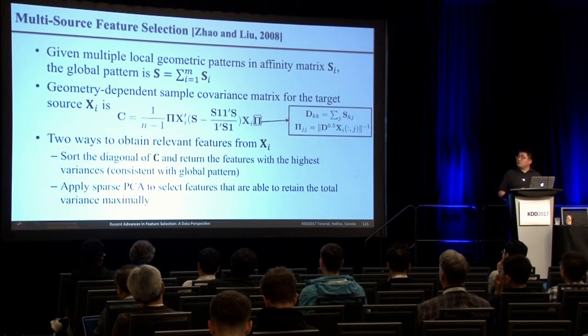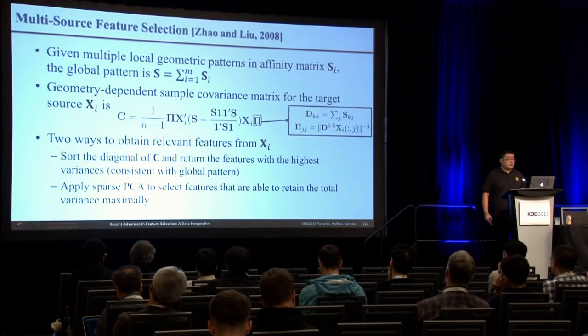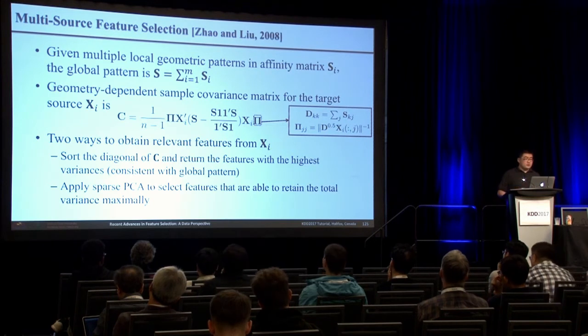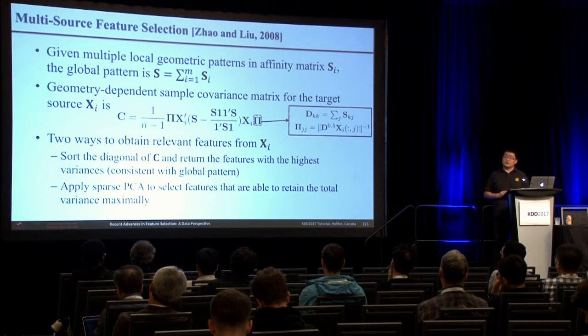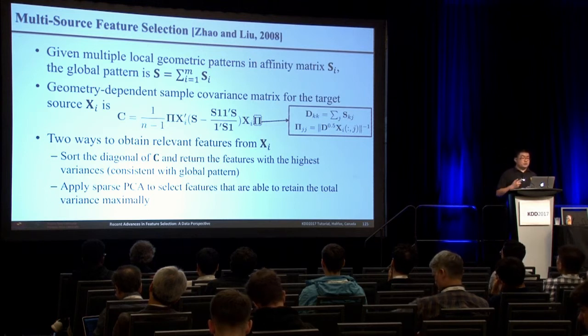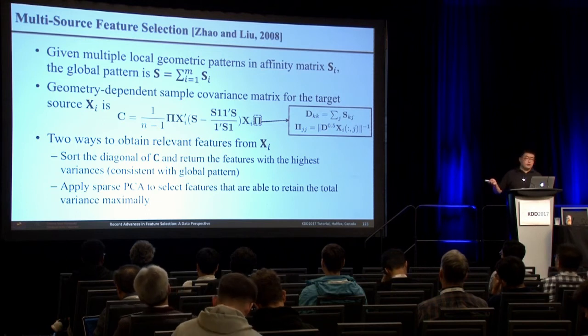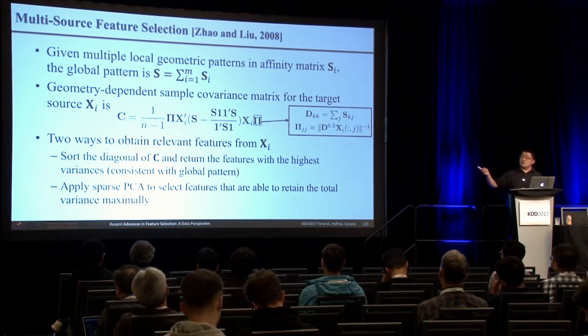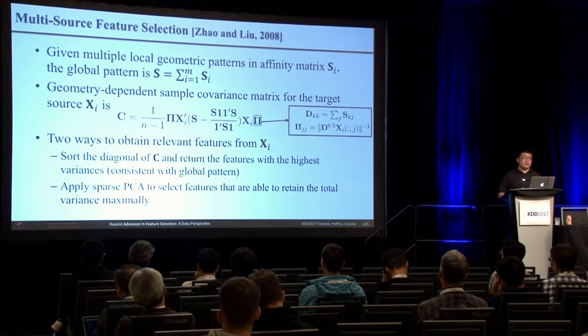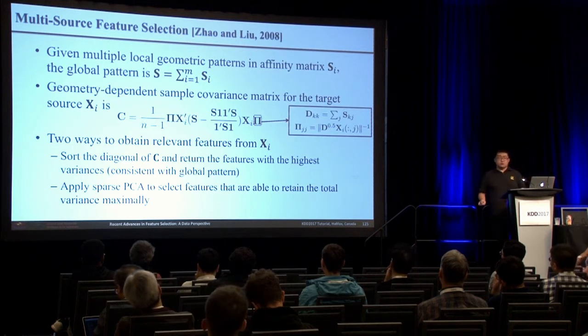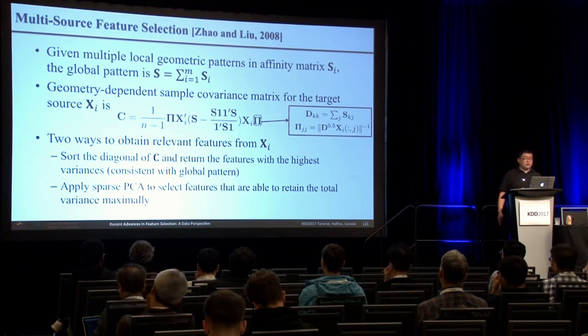So first, we talk about the multi-source feature selection. In this method, they try to obtain multiple local geometric patterns from the data. And based on the local geometric patterns, they obtain a global pattern, which can be calculated by the summation of different local affinity metrics. And they also introduce a concept called the geometry-dependent sample covariance matrix for the target source xi.